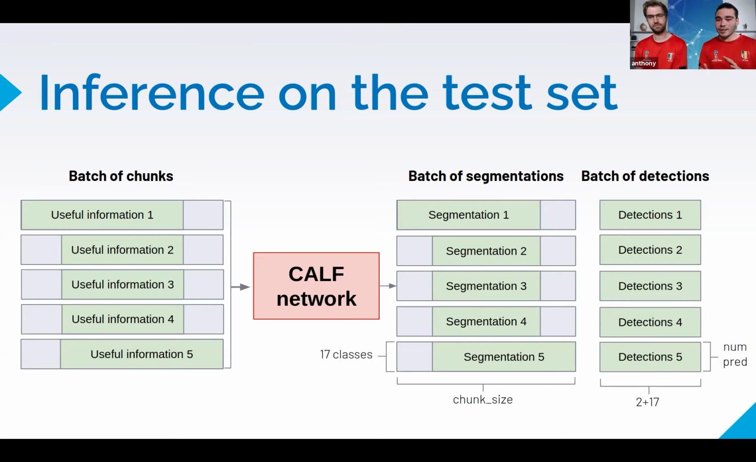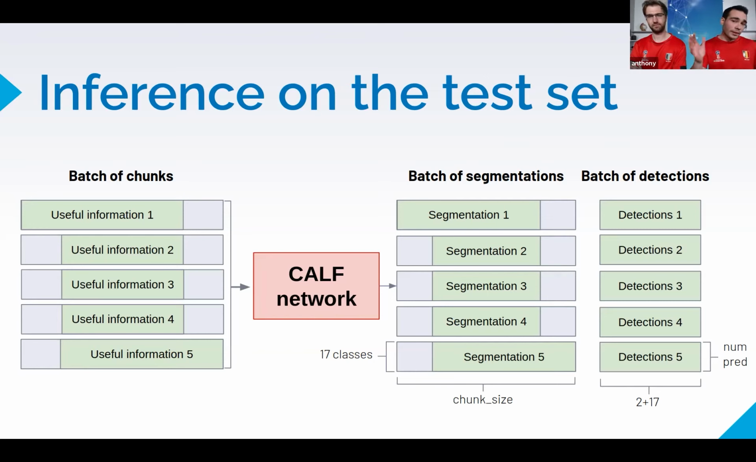But of course, the task is detection right now for SoccerNet-v2. Segmentation is just there to help the detection actually. And so for each chunk, we're going to get a detection, which is going to be the famous matrix that we presented right after, of 2 plus 17: confidence score, location within the chunk, and the one-hot encoded 17 classes. And in the other dimension, it's going to be the number of predictions, which is 15 in our case, but which could be anything else, of course. And so this is how we infer on the test set.